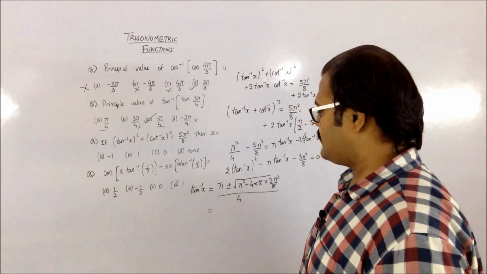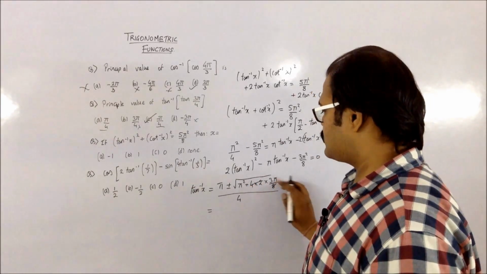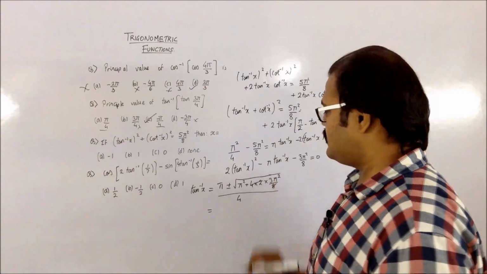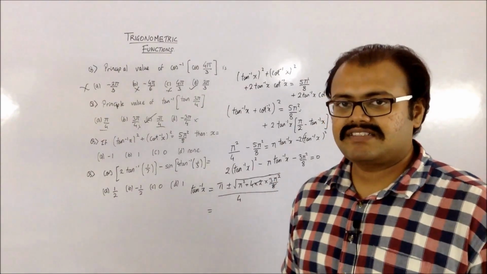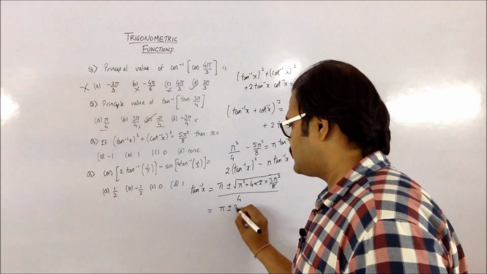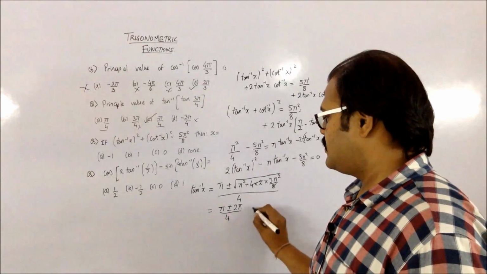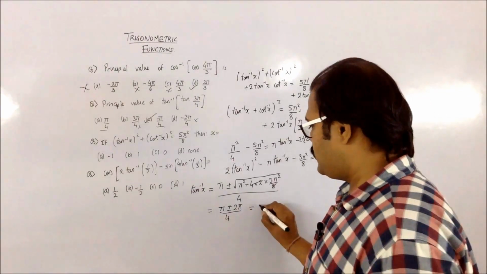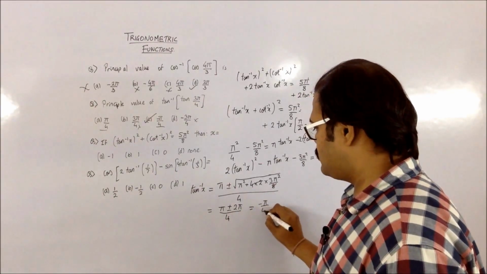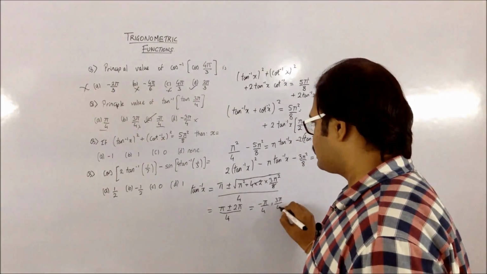So I'll be getting this value as pi square plus 3 pi square, so that's going to be 4 pi square, so that's a 2 pi. So that's pi plus minus 2 pi divided by 4. So I'll be getting either the value as minus pi by 4 or 3 pi by 4.